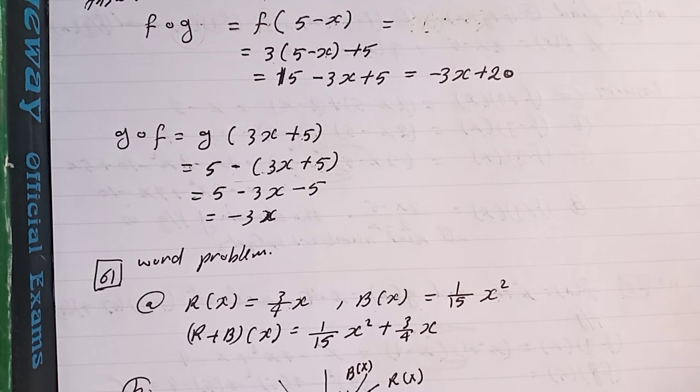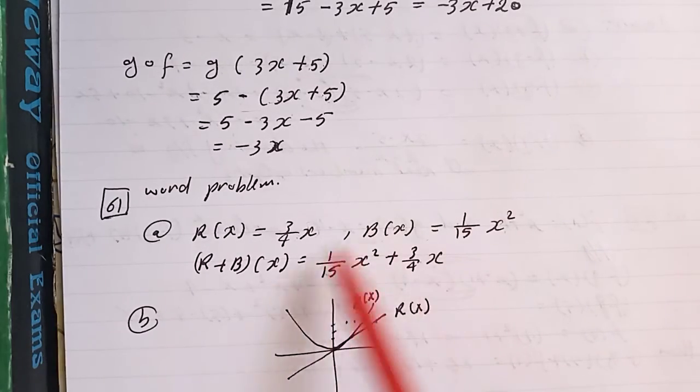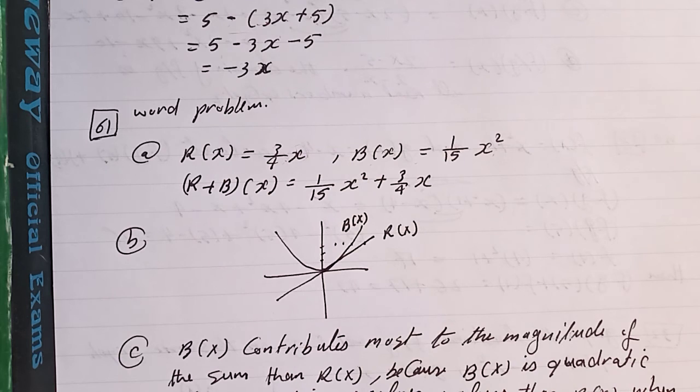Means you have two functions. One function gives you the time from when he starts thinking until he brakes, and the other function gives you the time taken from braking until he stops. Find the function that represents the total stopping time. Total means add these two functions, so it will be R plus B(x). Add the two functions, it will be like this. And number B, graph the two functions on the same graph.